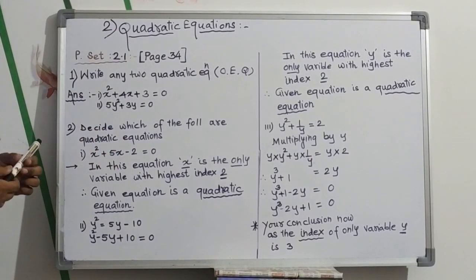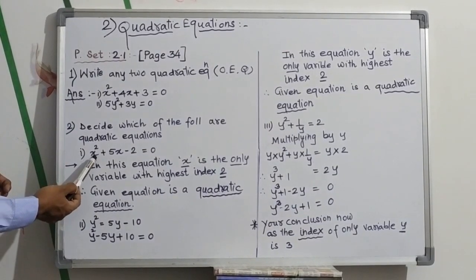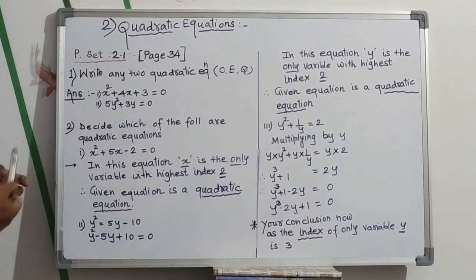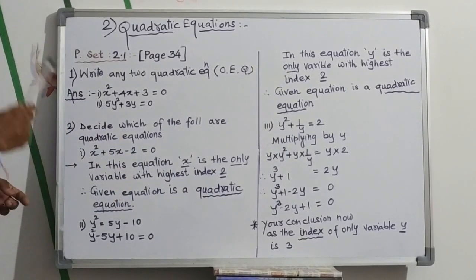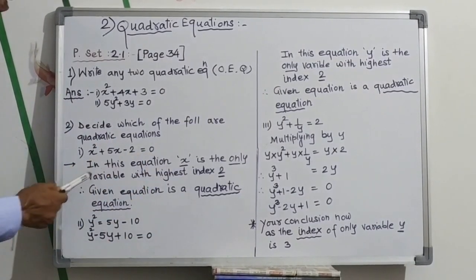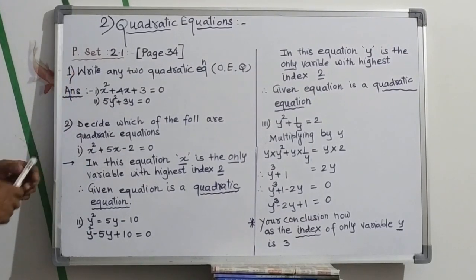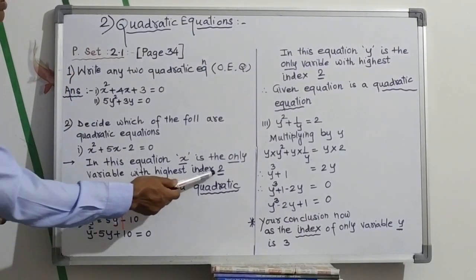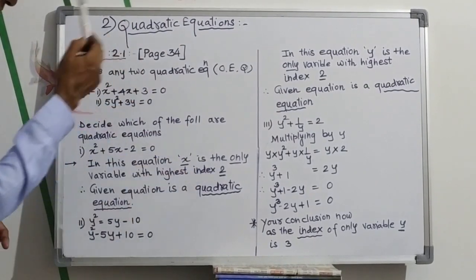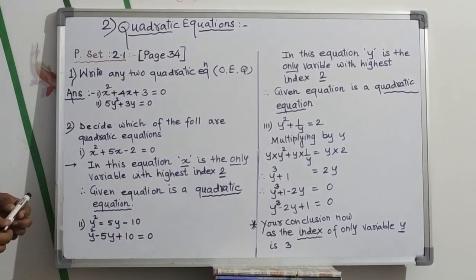equations are quadratic equations. So the first equation which is given to you is x square plus 5x minus 2 is equal to 0. So in this particular equation which is given to you, x is the only variable. No other variable is there. X is the only variable with highest index as 2. Therefore, as the index is 2, the given equation is a quadratic equation.